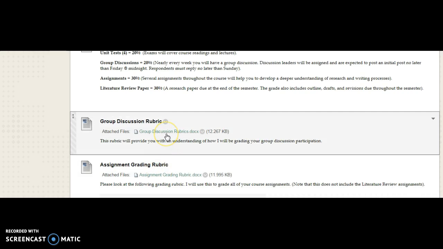This rubric will give you an idea of how I'm going to grade the group discussions in this class, and this rubric will give you an idea of how I'll be grading the assignments. So please, before the first unit test, take some time to look over those. I'll be asking you questions about them, and it's just really good information to know for the class overall.